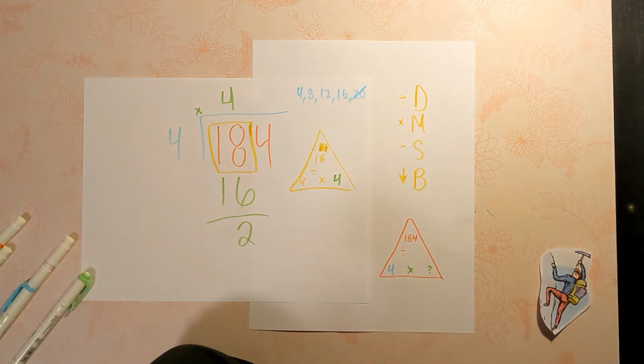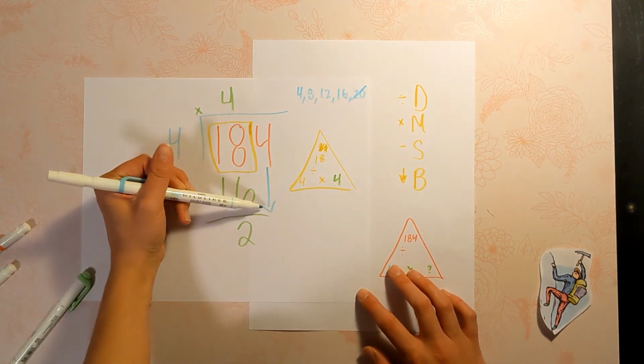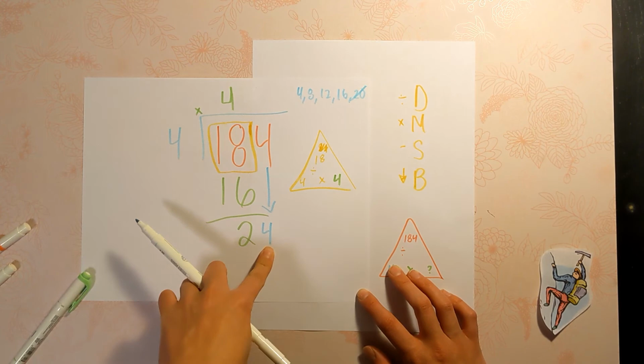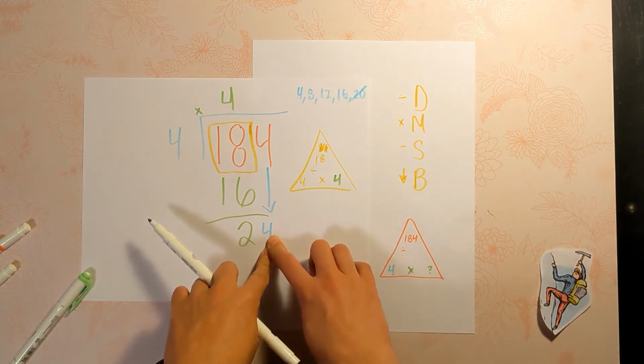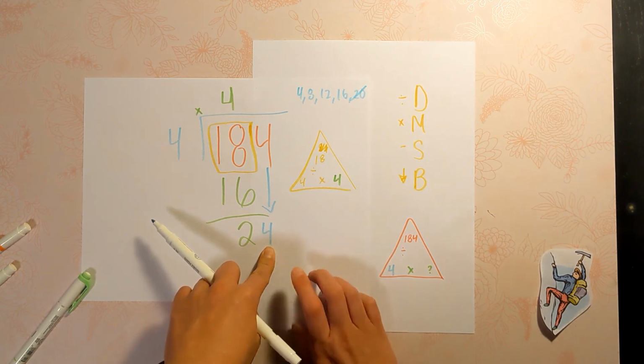Next step is going to bring down. So tell me, what are you going to bring down? Look at this. What are you bringing down? We're going to bring down the 4. And now we're going to do 24 divided by 4. So what is 24 divided by 4?